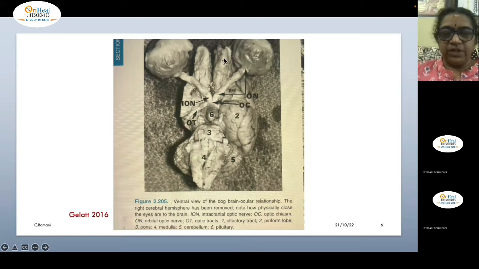And this is the olfactory nerve. And then this is the optic chiasm. Then the second, this is the piriform lobe. And this is the pons, the medulla, etc. And this is the cerebellum.